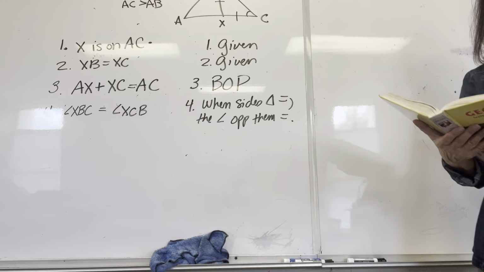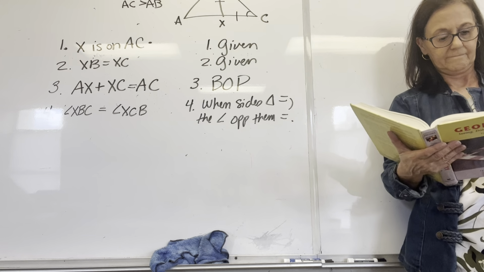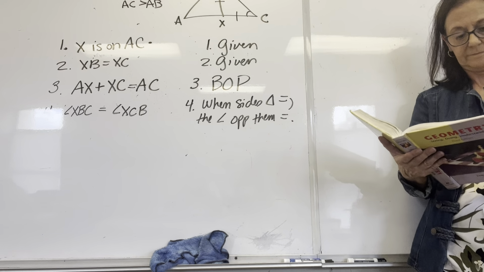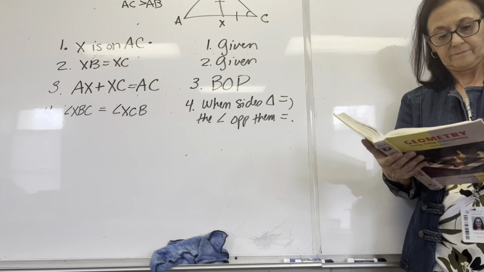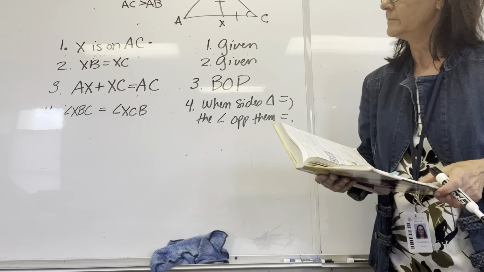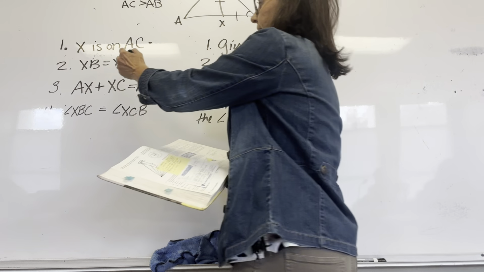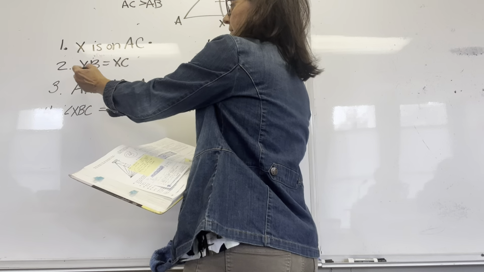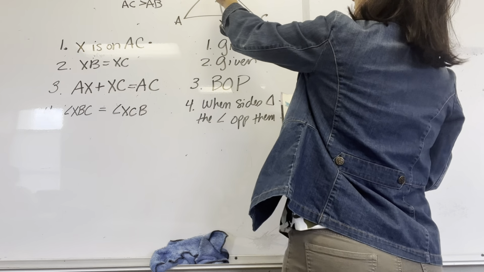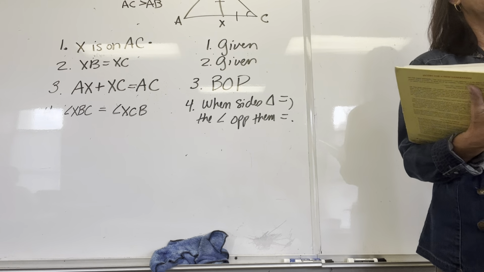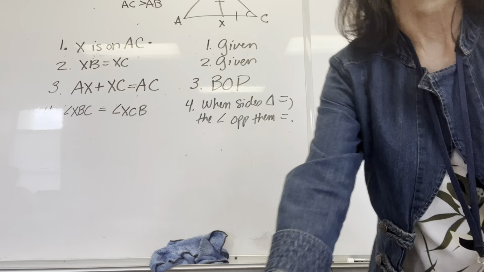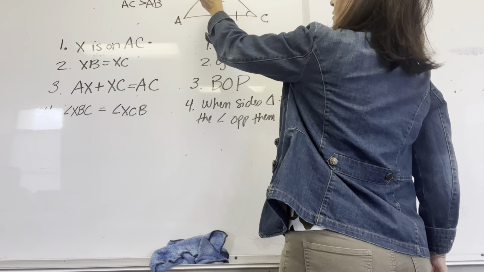Oh wait, could you substitute XB and XC? So since XB is equal to XC, could you substitute it on the angle? I could, but that's not an angle. This is a side. So I'd have to substitute it in here. But what about this angle? What can I say about it?